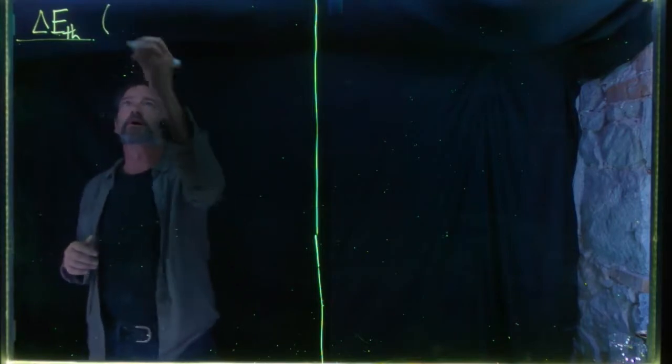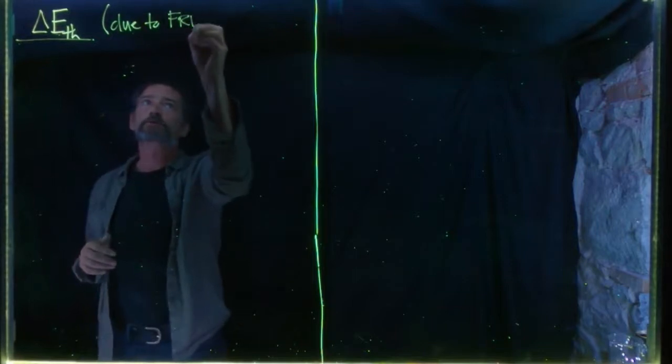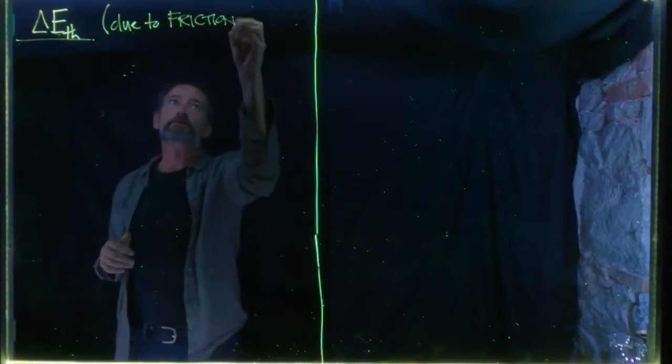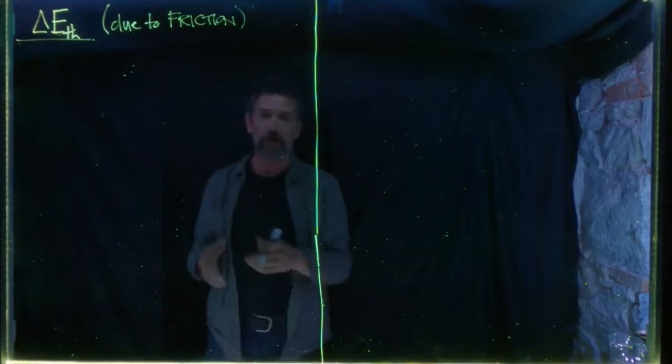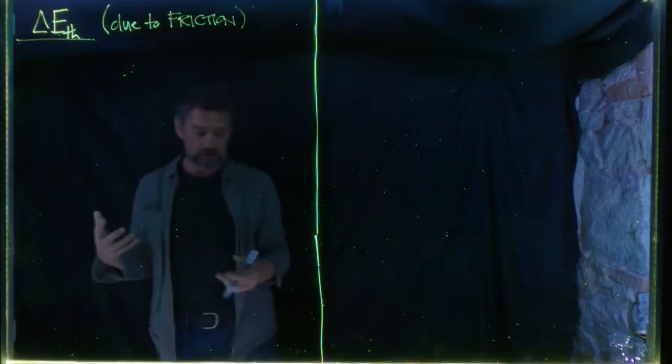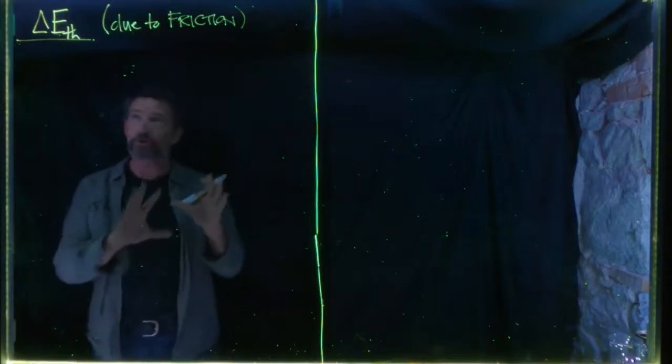Okay, so delta E thermal: we're going to talk about changes in thermal energy, in particular due to friction. And this could be friction of various types. It could be kinetic friction like we just talked about, or wind resistance of an airplane flying through the air, or water resistance of a submarine going through water, and so on. So it's any form of friction that opposes the motion.